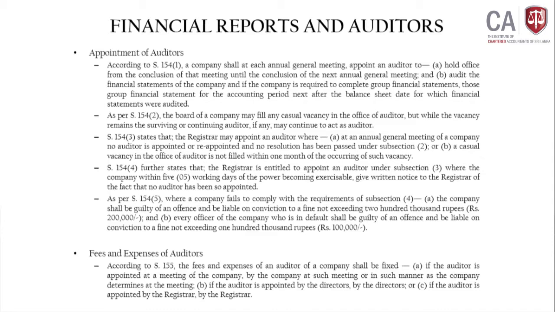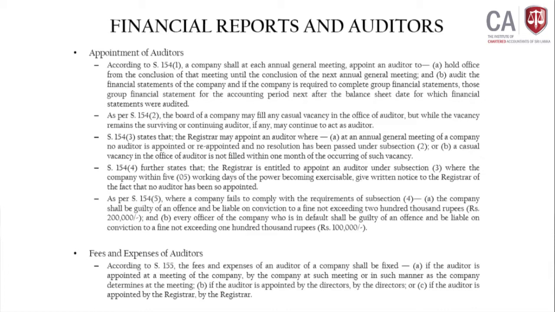Now, as per section 154(5), where a company fails to comply with the requirements of the earlier subsection that we discussed, subsection 4, where the company has failed to inform the registrar of the vacancy existing in the office of the auditor, then the company shall be guilty of an offence and be liable on conviction to a fine not exceeding 200,000 rupees. So, there is a fine imposed upon a company if it fails to inform the registrar of the existing vacancy.